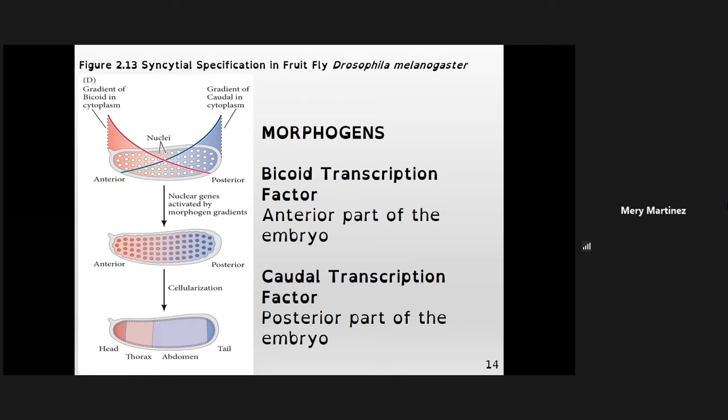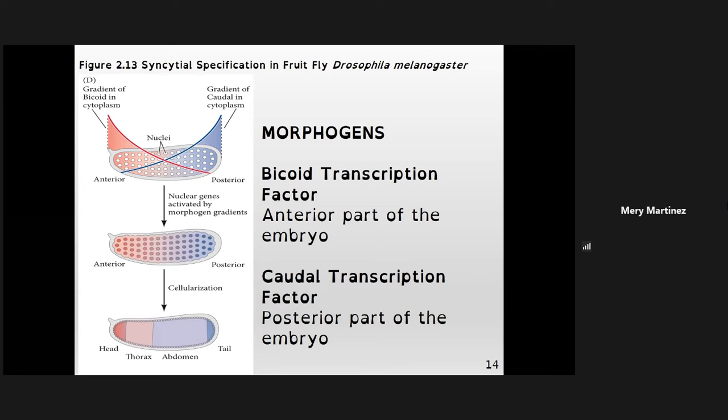So normally bicoid, the one that we find here in the anterior section, is a transcription factor. And it creates this gradient in concentration across the syncytium, and it's combined and diffused. So the mRNA degradation goes from the front to the back and is the least in the posterior part. The caudal does the same, but in the opposite direction. So bicoid and caudal are considered morphogens because they can occur in a concentration gradient.